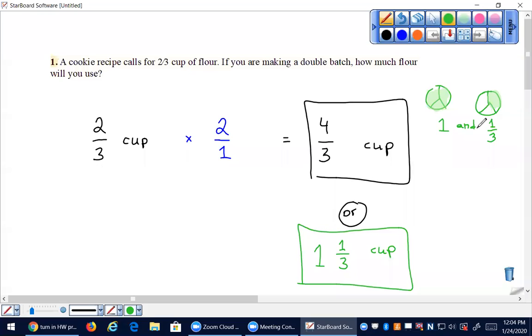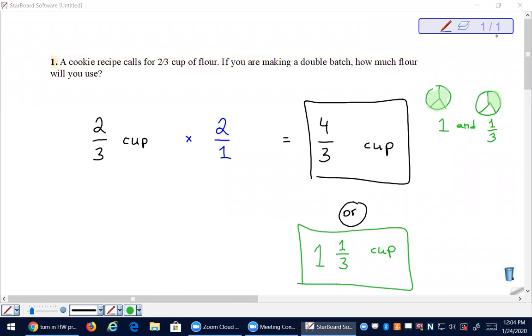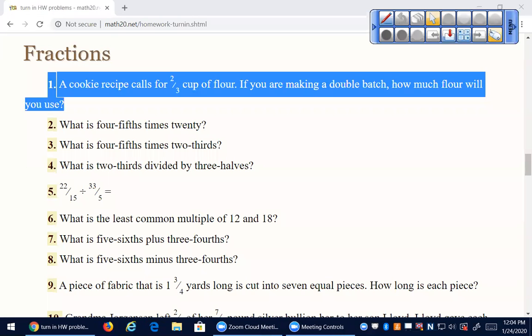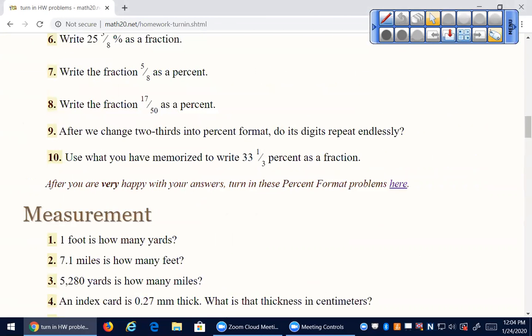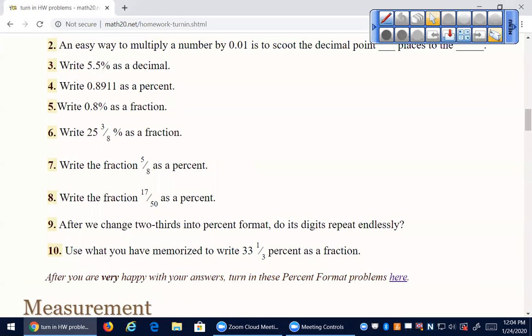Okay, good question. Other homework questions? Can you go over number 5 of the percent format? Number 5 in the percent format homework, sure. This one? Yeah.